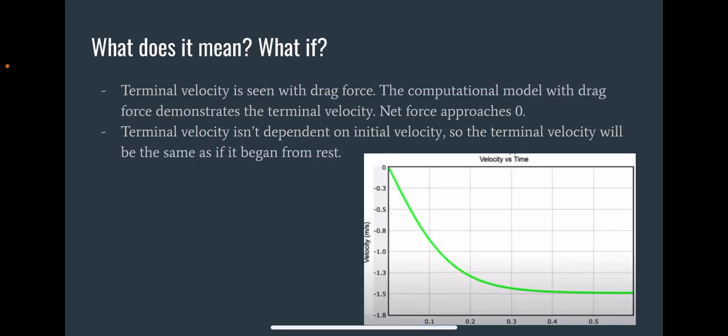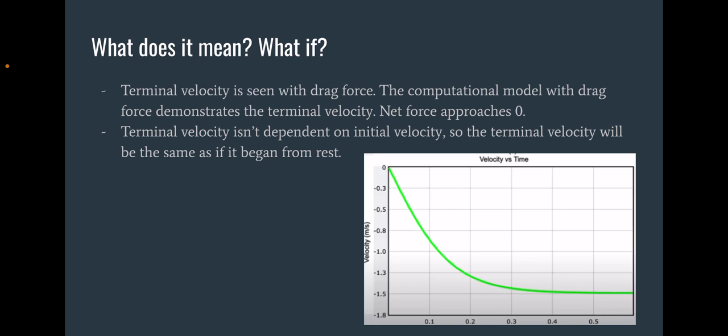What does this mean? We have to answer which model represents terminal velocity. Terminal velocity is seen in the drag force model computed, and we went back to the GlowScript code to show the velocity versus time graph. As you can see to the right, the velocity slowly approaches a constant velocity because the drag force slowly increases, and then the net force approaches 0.